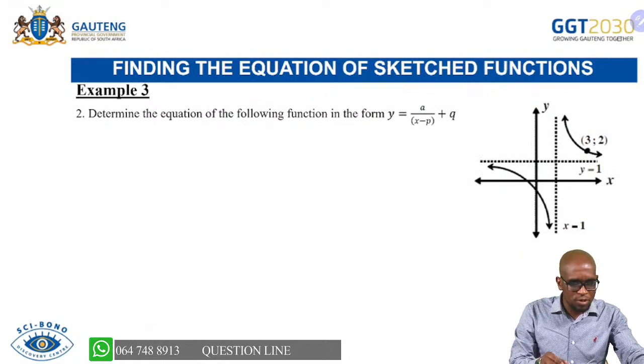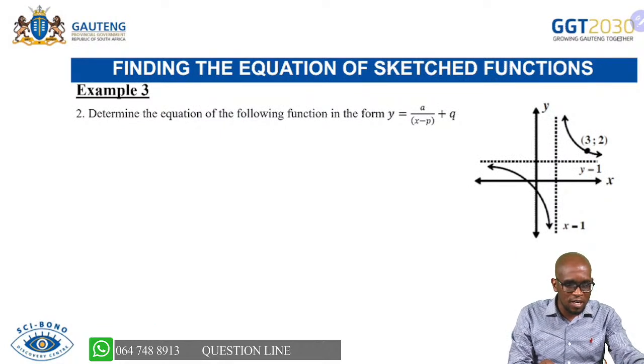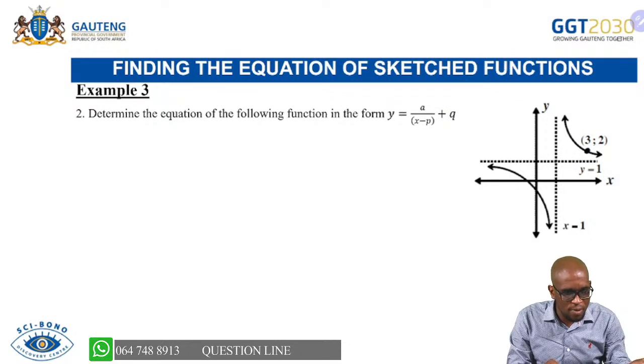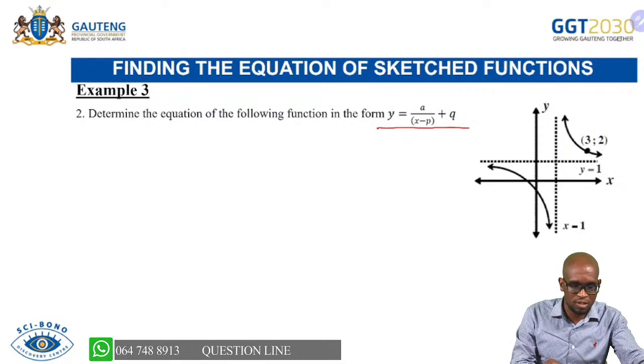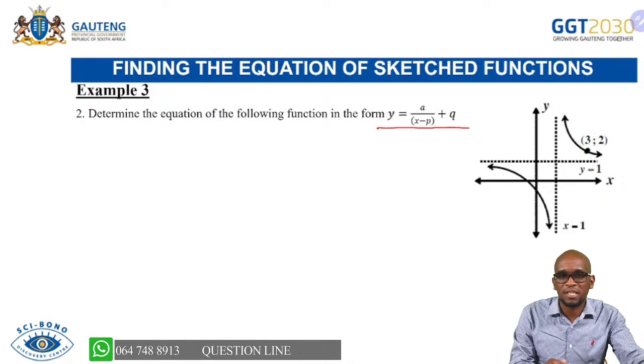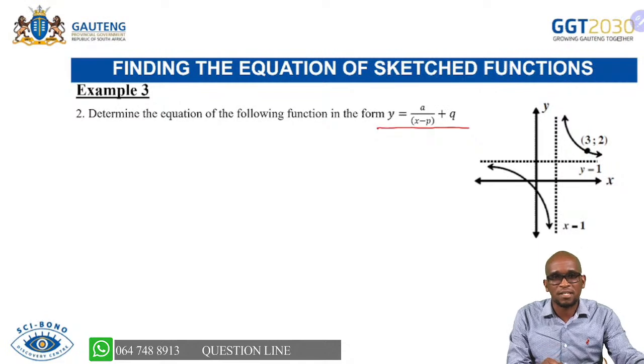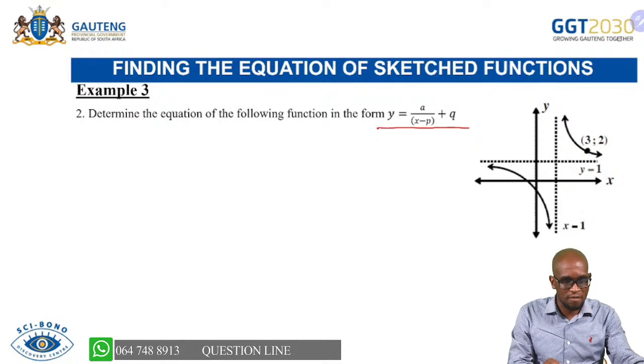Right, moving along. Now, with example 3, we are given a rectangular hyperbola. In this function, we are given the standard form as y equals a over (x minus p) plus q. Remember, grade 12s, in this particular equation p and q do not represent the turning point. P and q represent the horizontal as well as the vertical movement of this graph.